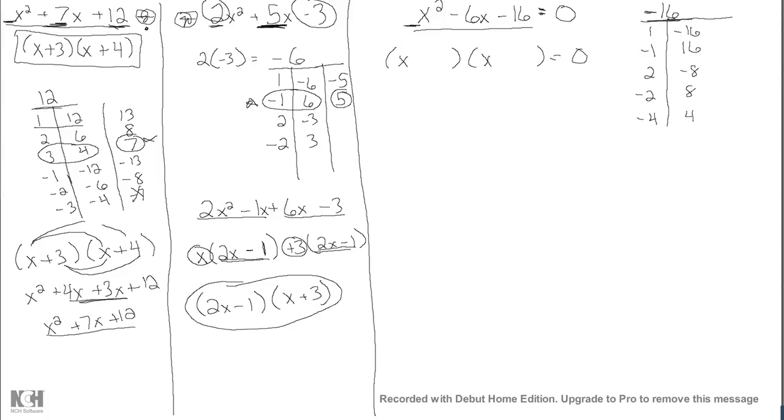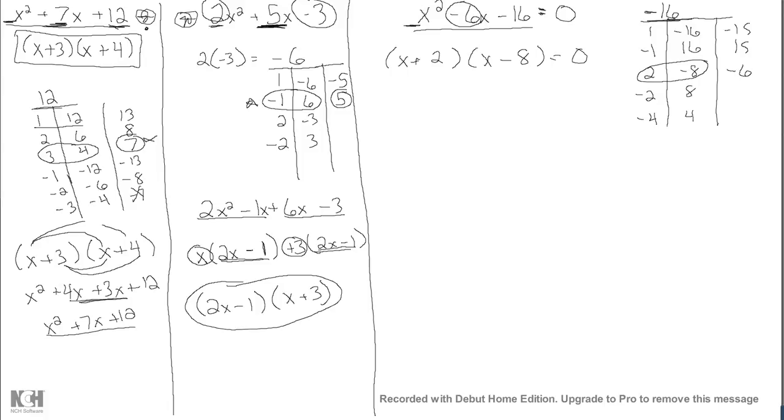I want their sum to be the negative 6 from the middle. So 1 plus negative 16 is negative 15. Negative 1 and 16 makes positive 15. 8 and negative 2 gives me negative 6 when I add it, and negative 6 is what I wanted. So I needed a positive 2 and a negative 8 to FOIL that out and give me a negative 6 in the middle. So I've done the factorization.